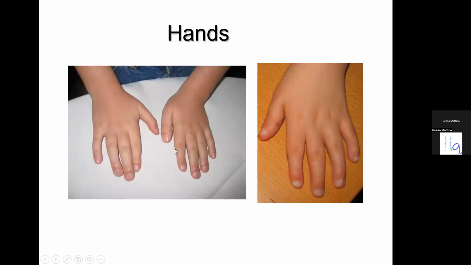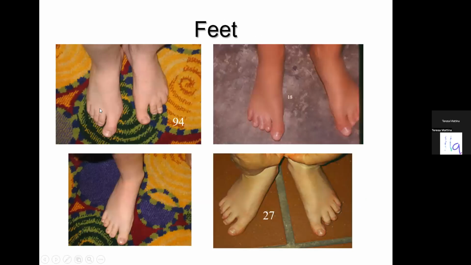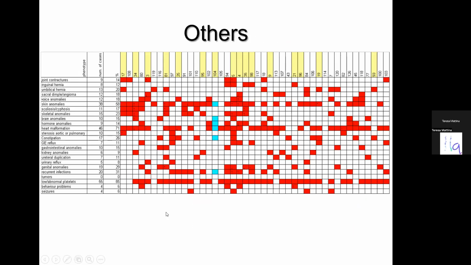Hands are very typical. You see this region is narrow, and this is very unusual. But within the same kind, there is a more severe aspect than this. Feet are also quite typical with this big first toe. And the other abnormalities we see, the most frequent, are low platelets, recurrent infections, heart malformations, and skin anomalies.